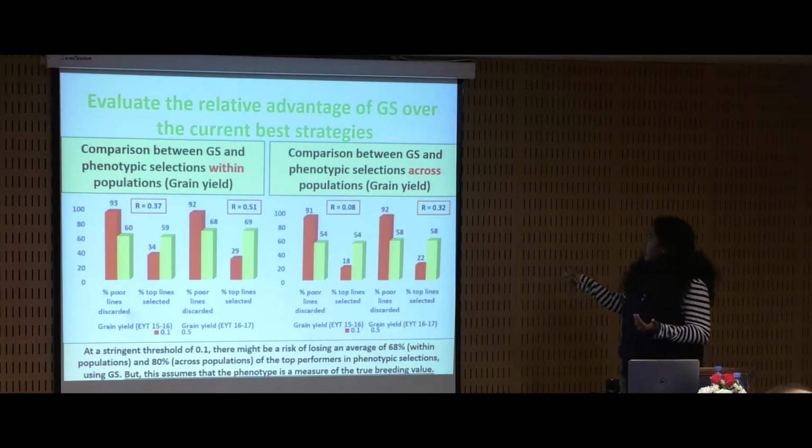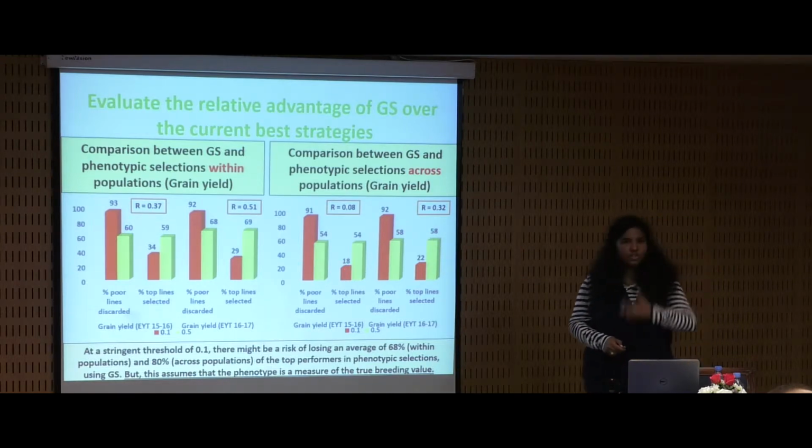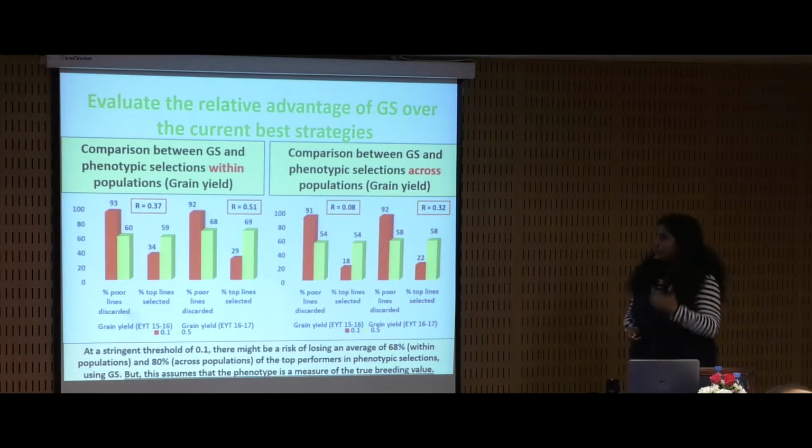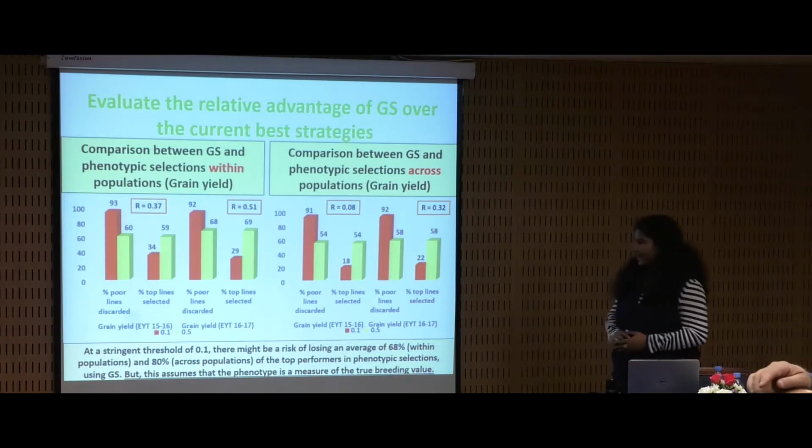When you look across nurseries, the percent of top lines selected by phenotypic selection and genomic selection decreases because we have low accuracies across years. But one nice thing to note is that even though your accuracies can be low, you can still select and discard a reasonable number of lines using GS when you compare it with phenotypic selection.